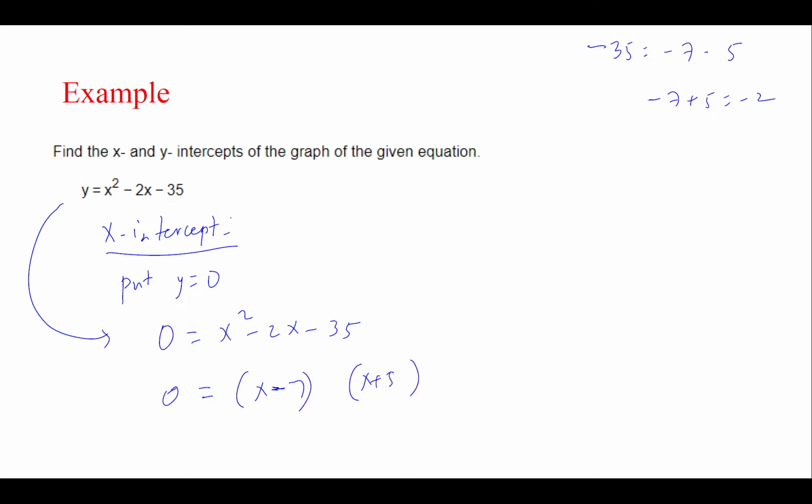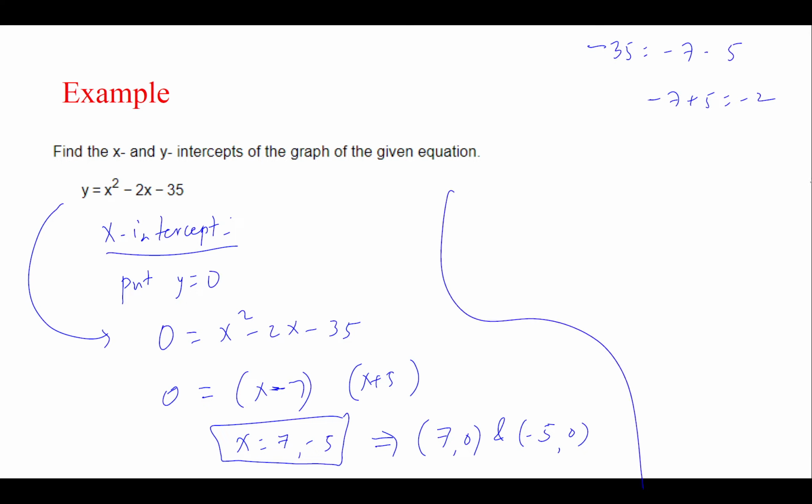If we solve this equation, we find x equal to 7 and x equal to -5. So we can say that (7, 0) and (-5, 0) are the two x-intercepts for this equation. Now finding the y-intercept is easy. Just put x equal to 0 in the given equation, then y would be 0 squared minus 2 times 0 minus 35, which is negative 35. So the y-intercept would be (0, -35).